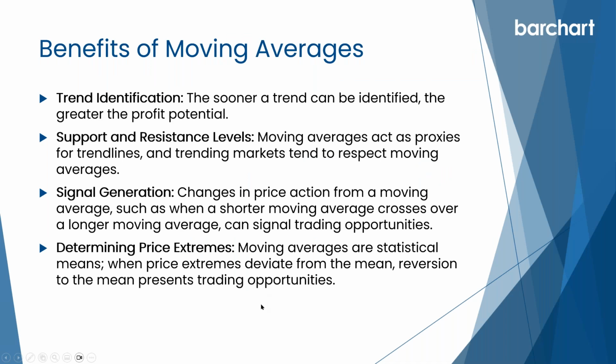And determining price extremes. Now, moving averages are just a statistical means. And so when price extremes deviate from the mean, a reversion to the mean presents a trading opportunity. So deviation from a moving average is just a measure of how far price has fallen or risen ahead of the trend's tendency. Now, as price starts to revert back towards the mean, this presents a trading opportunity.